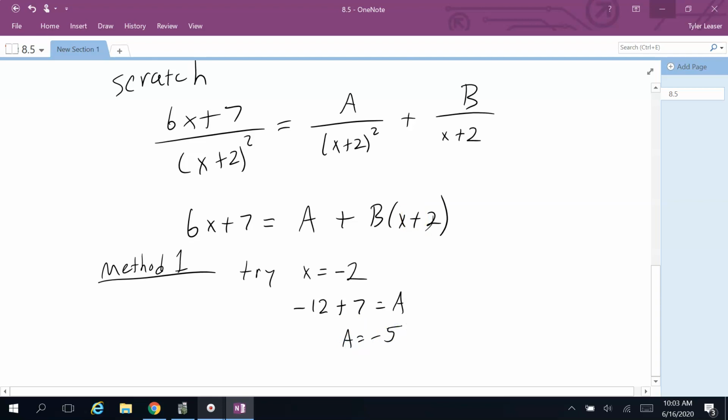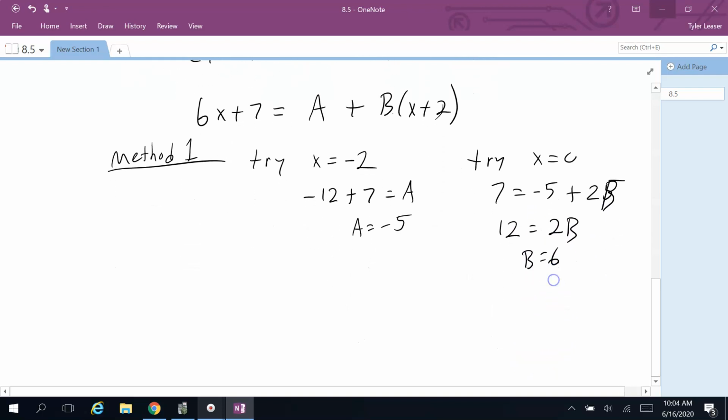So this tells me that a has to be -5. Okay, now that I have the a, I can find the b. There's no other numbers that'll make stuff disappear, so I'm just going to plug in x to be 0, just because it's usually a nice thing to plug in. 6x times 0 is just going to be 0, so 7 on the left. Remember that this a here is now -5, plus, if I plug 0 into this, I'm just going to get 2b. Add the 5 over. Divide by 2. So I get b is 6. Okay, so that's one way of doing it.